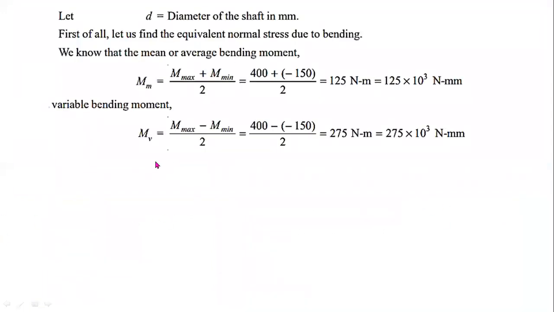Now already we know the formula for mean or average bending moment. Mean bending moment equal to maximum bending moment plus minimum bending moment by 2. 400 Newton meter is the value of maximum bending moment, and minus 150 is the value of minimum bending moment. 400 plus minus 150 by 2 equal 125 Newton meter is the mean bending moment. 1 meter equal 1000 mm. So 125,000 Newton mm is the mean bending moment.